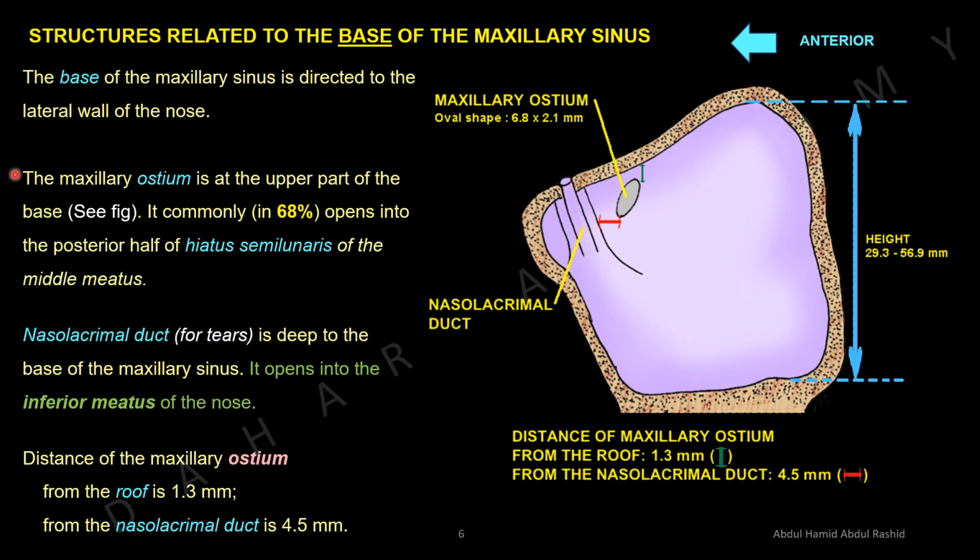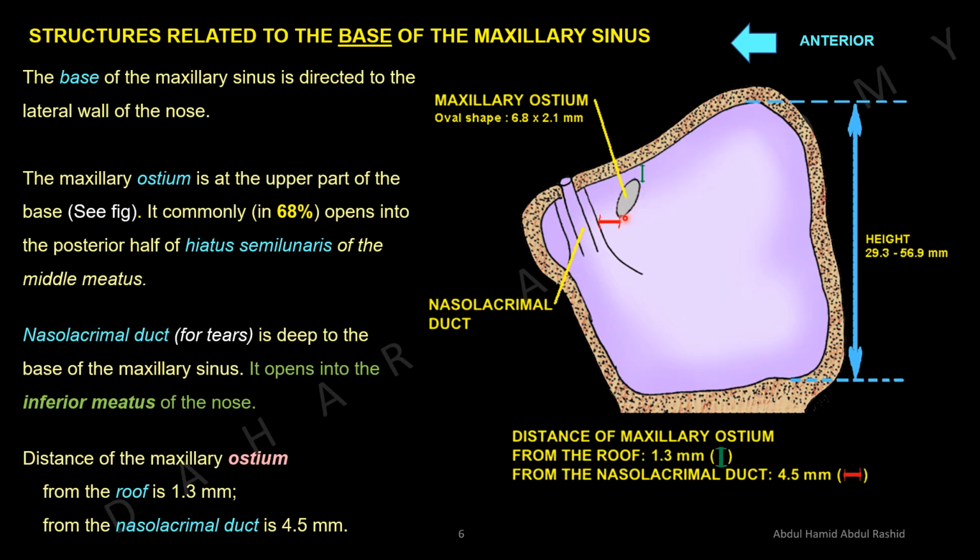The maxillary ostium, that is the opening of the maxillary sinus, is at the upper part of the base. It commonly, in about 68%, opens into the posterior half of the hiatus semilunaris of the middle meatus. In front of this is the nasolacrimal duct, through which the tears from lacrimal glands pass down into the inferior meatus of the nasal cavity, not into the maxillary sinus.